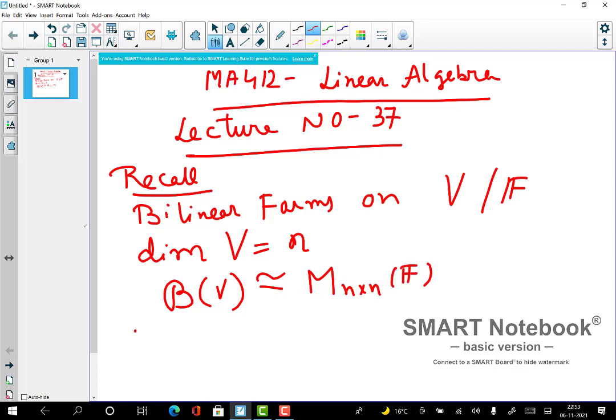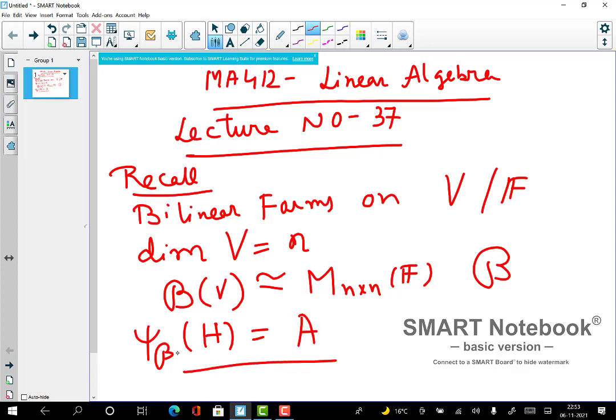Okay, and the map was what? This isomorphism is not unique, in the sense that if you change the basis, the isomorphism will change. If you fix the basis, say beta, then H goes to psi B beta of H, which is the matrix representation of H. And psi B beta is that isomorphism between these two vector spaces. And as a corollary, we understood that the bilinear forms actually come from matrices.